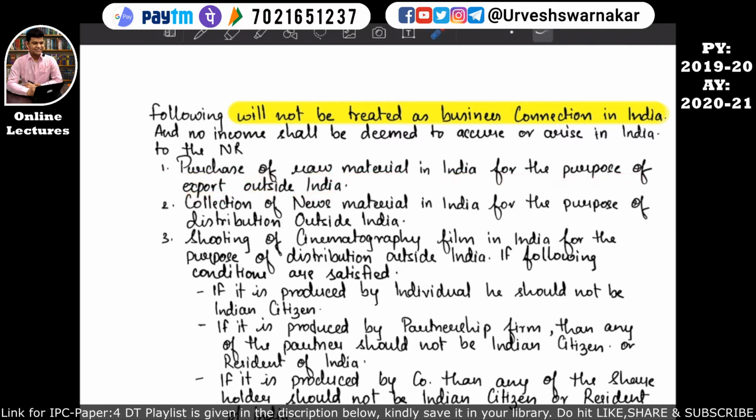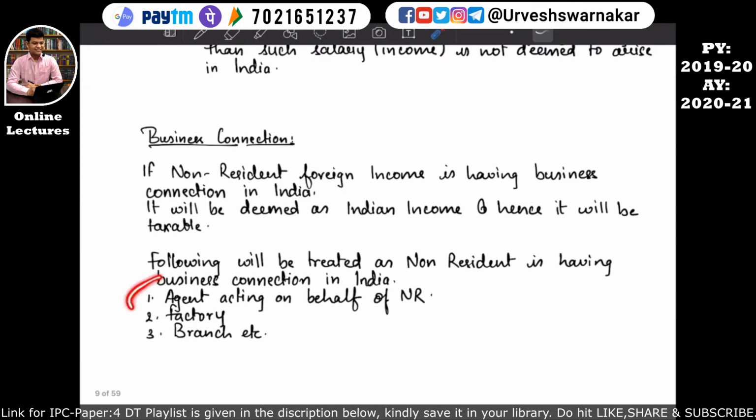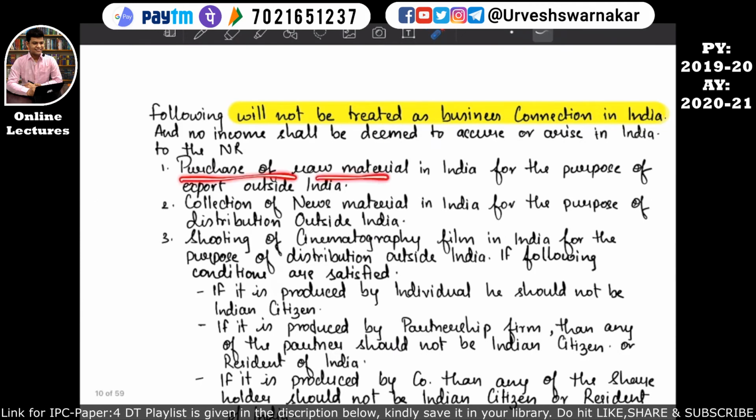So understand that if a non-resident is having an agent who is acting on behalf of a non-resident and he is purchasing a raw material in India for the purpose of exporting outside India, then it will not be considered as business connection in India, because the agent is purchasing the raw material and he is exporting it to a non-resident. I hope this is quite clear to you all. So whatever is the income in this process, it will not be deemed to accrue or arise in India to the non-resident. I hope this is quite clear to you.